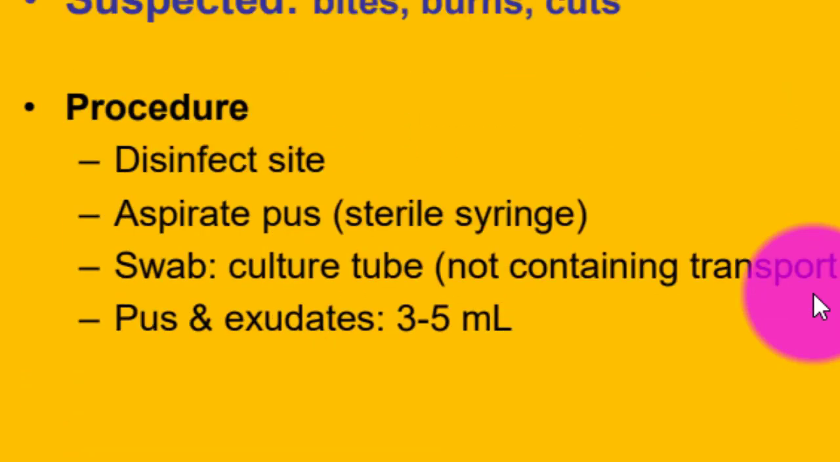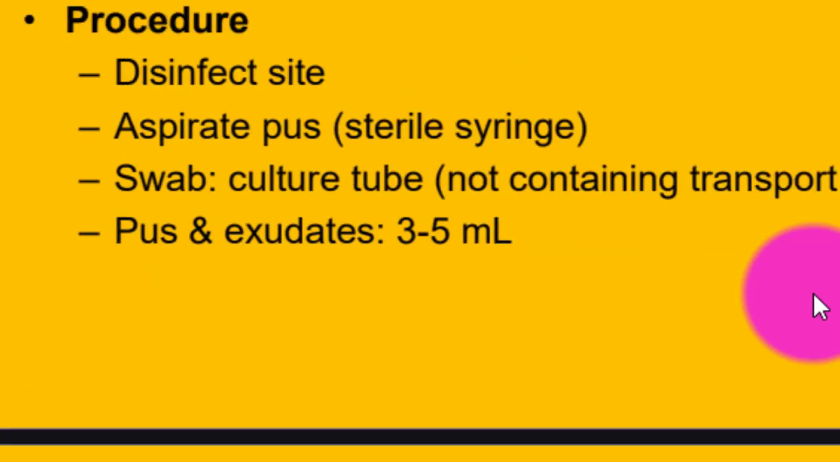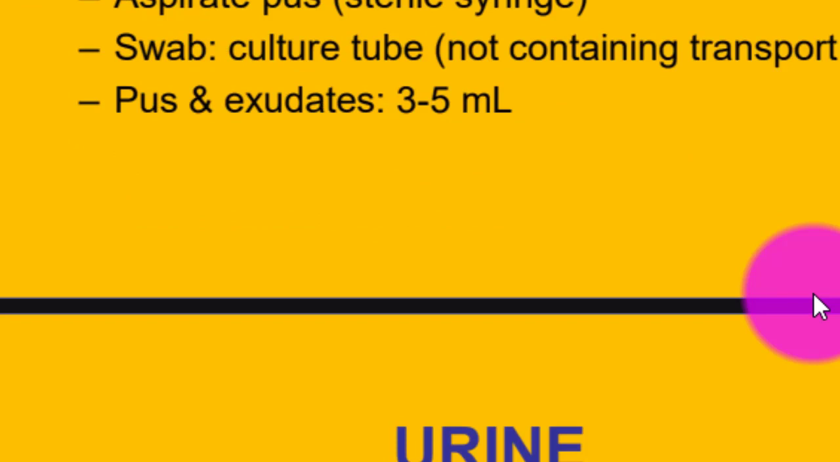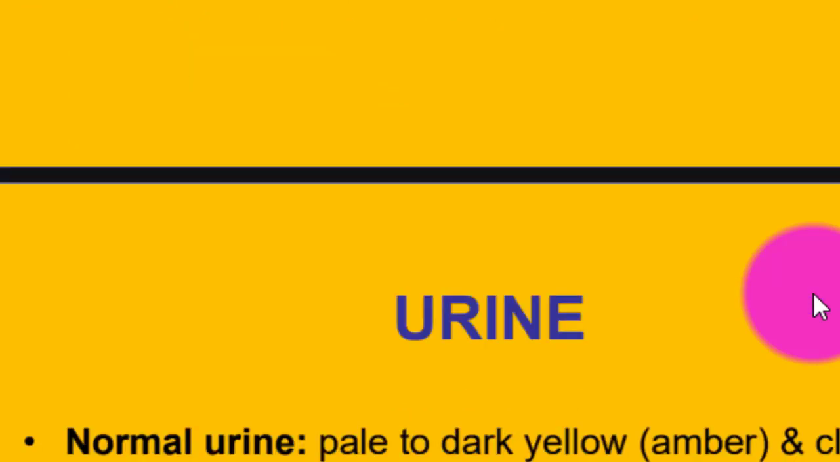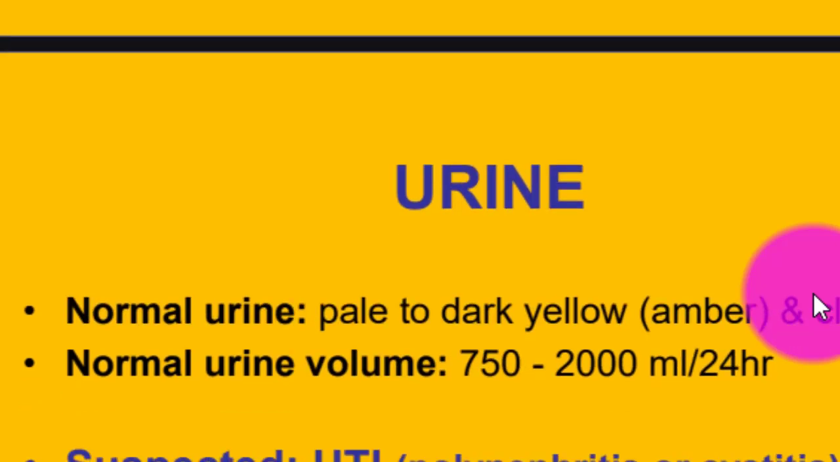Wound and abscess, suspected bites, burns, cuts. Disinfect the site, aspirate the pus, sterile sealing. Swab the culture tube not containing any transport media. The pus exudate amount is about 3 to 5 ml.